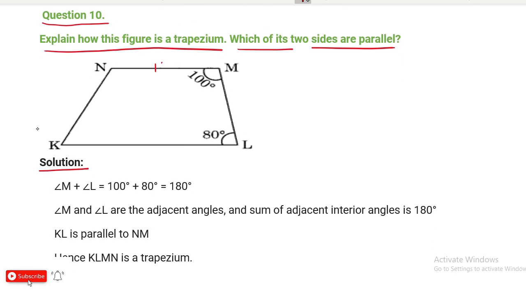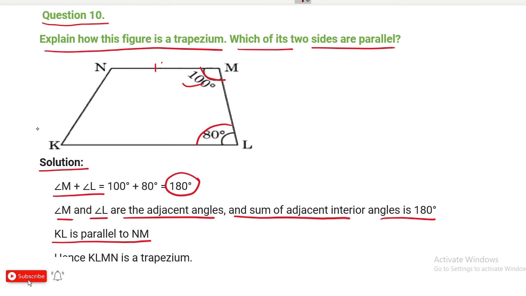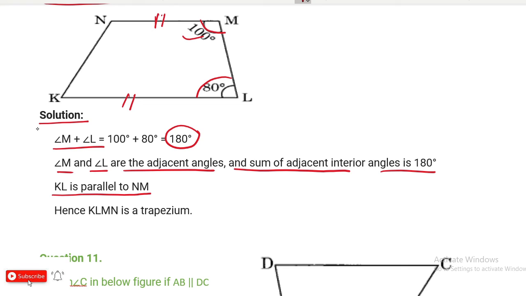Angle M plus angle L. Which one? Angle M in this figure is 100 and angle L is 80. Once we add, it becomes 180. Angle M and angle L are adjacent angles, and the sum of adjacent interior angles is 180. KL is parallel to MN. By the figure we know that KL is parallel to MN. Hence KLM is a trapezium.